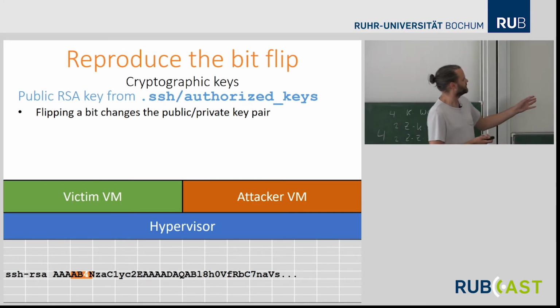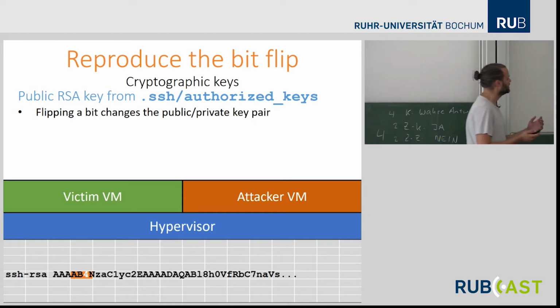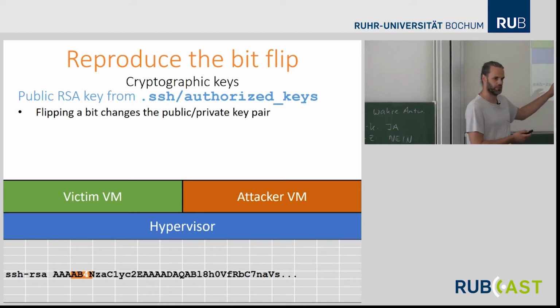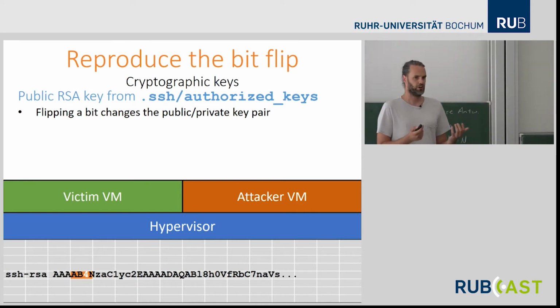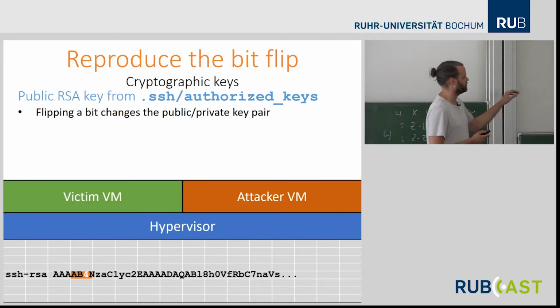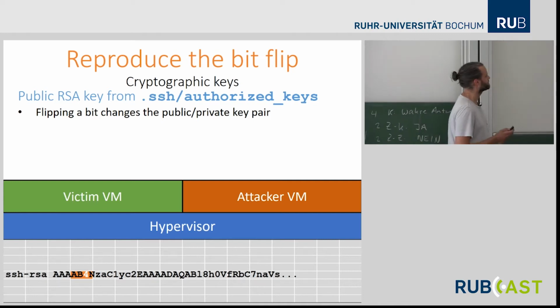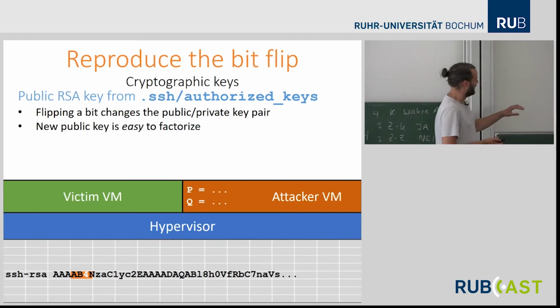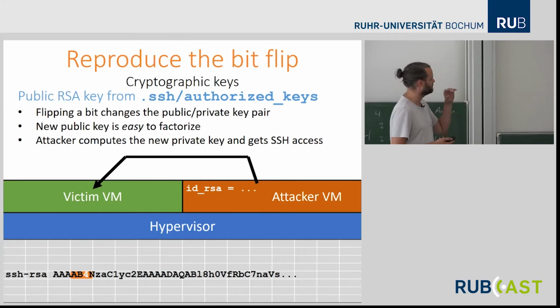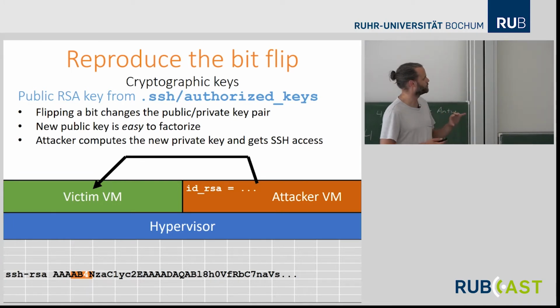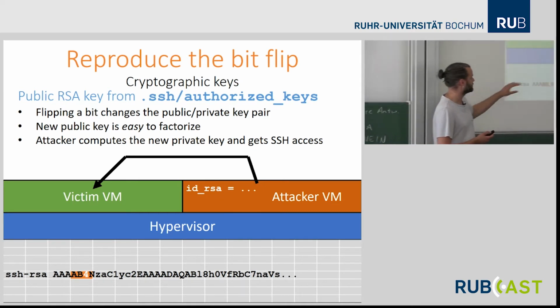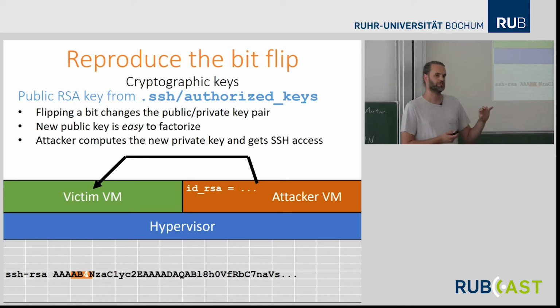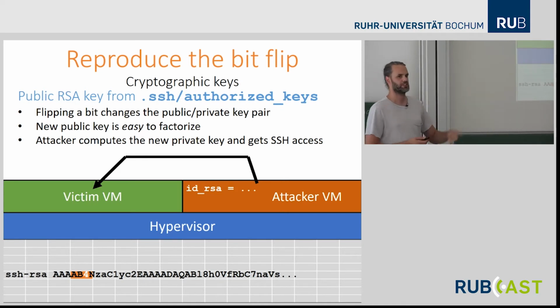So after flipping a single bit, all of a sudden this large number, which is a multiplication of two prime numbers, which should be very hard to factorize, is now suddenly very easy to factorize. So after they flip a bit, the attacker can compute a new private key matching this corrupted public key, and then use this new private key to get SSH access to the victim.